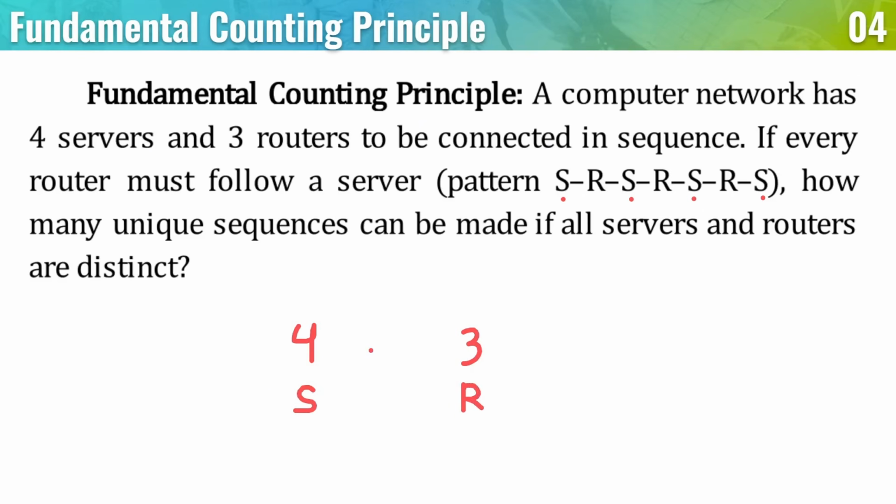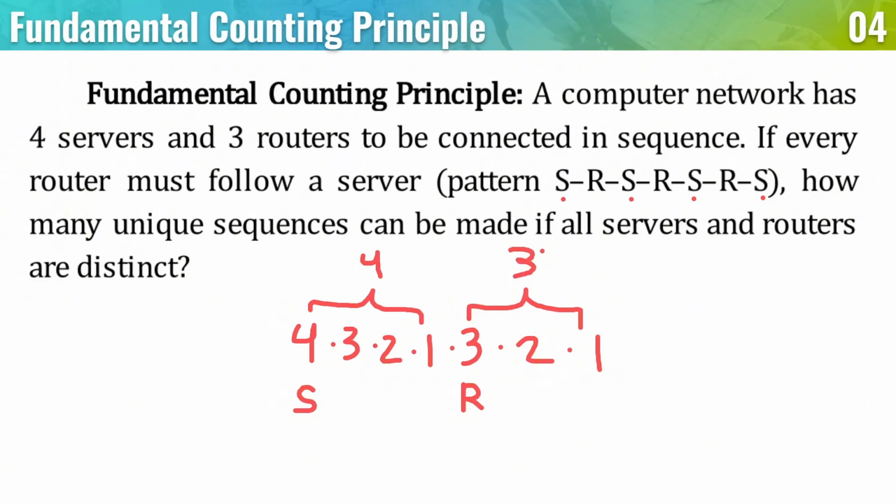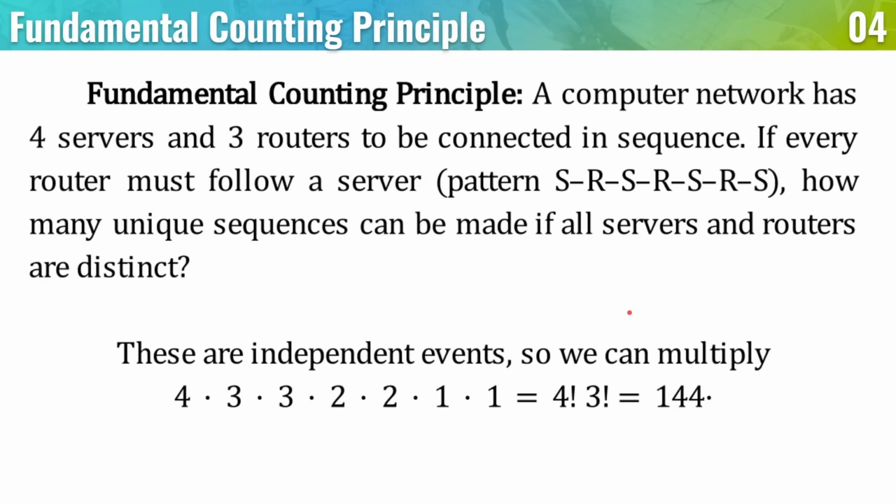A shorthand way to represent 4 times 3 times 2 times 1 is to simply write it as 4 factorial. Likewise, for 3, we can also write it as 3 factorial. So inputting this on your calculator, we get 144.